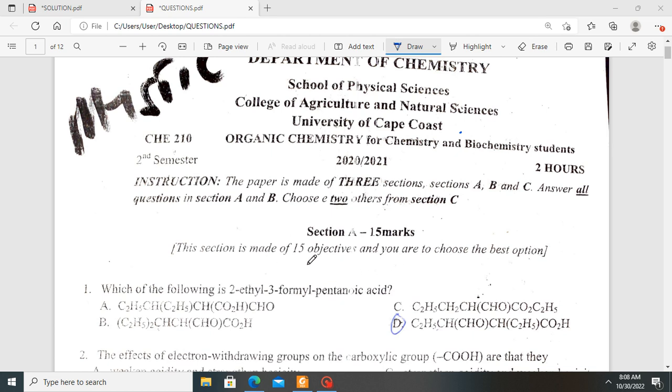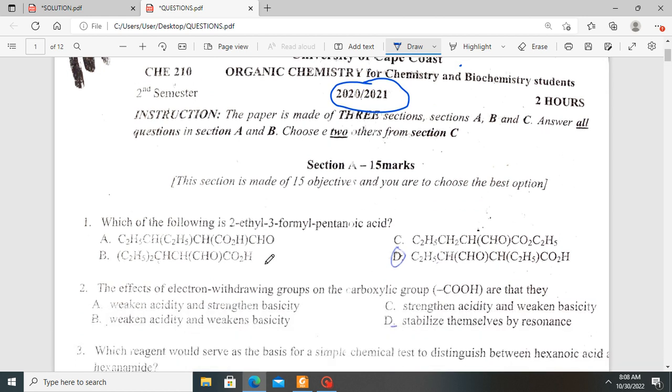In today's lesson, we are going to look at the solution to some past questions in the system, that is 2020-2021 Organic Chemistry past questions. We are going to first solve the first objective part, then also find solutions to the written part.